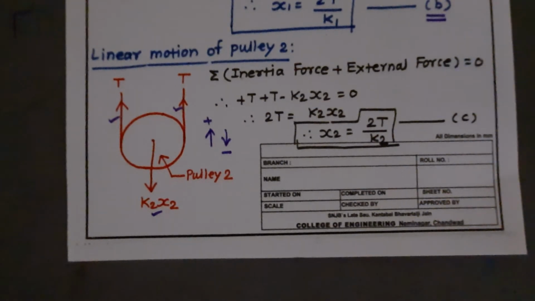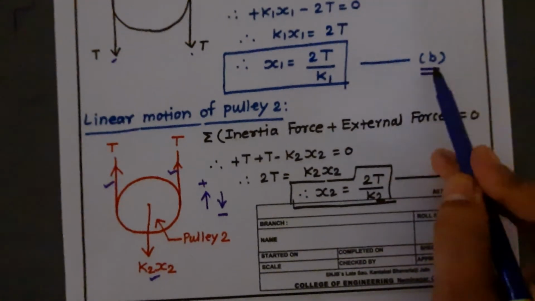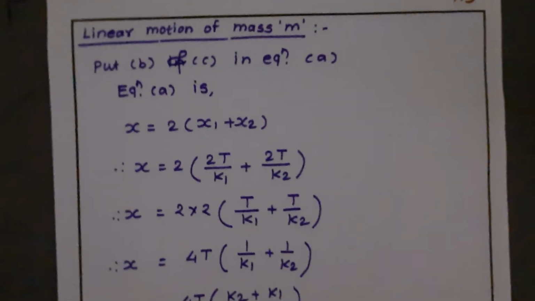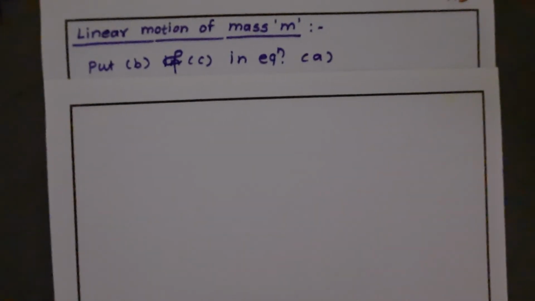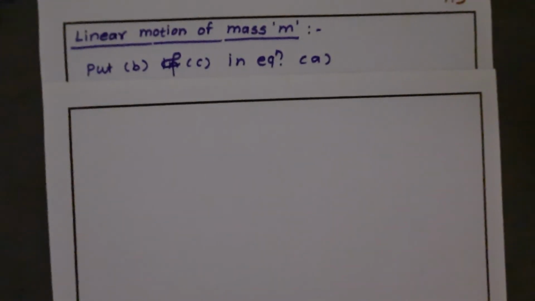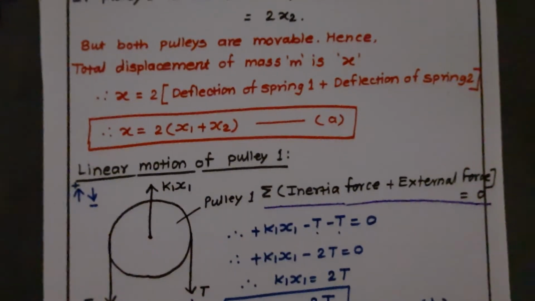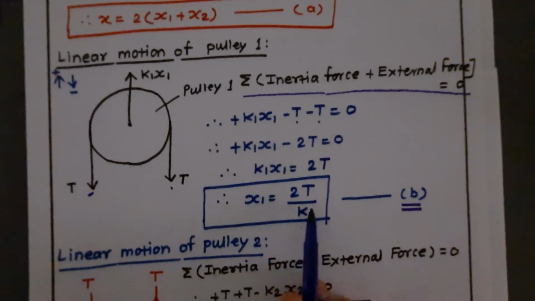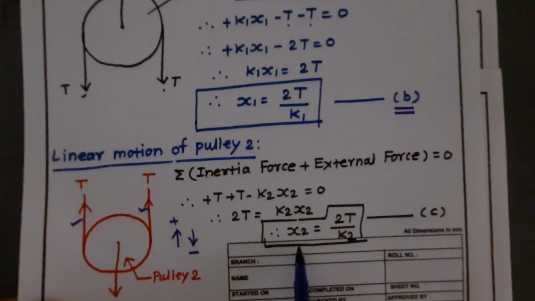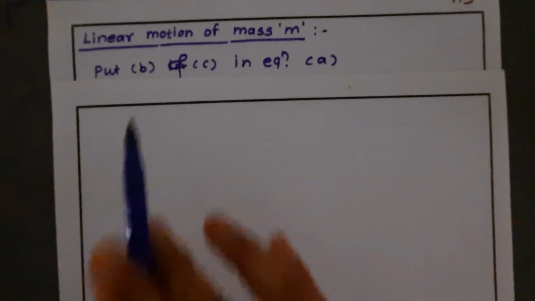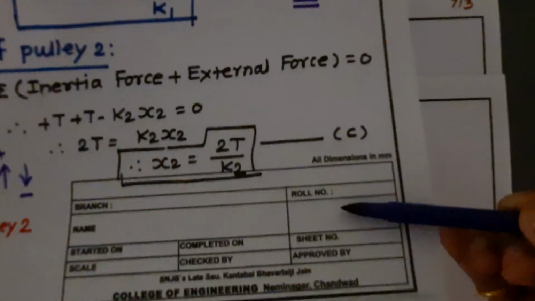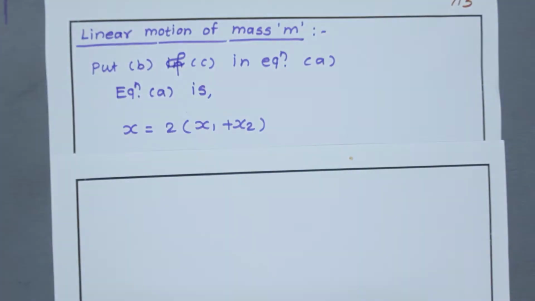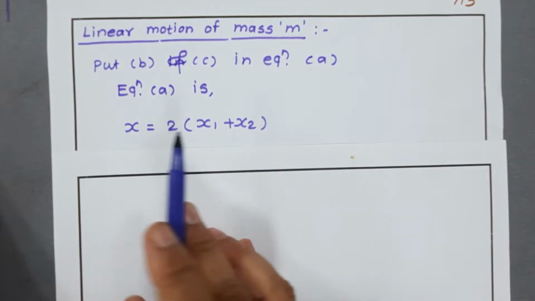Now we have two equations here, equation B and equation C. Now dear friends, I will put the values of equation B and C in equation number A. Now observe, in the slides we have equation A as X is equal to 2 X1 plus X2. Equation B is X1 is equal to 2T upon K1, while equation C is X2 is equal to 2T upon K2. So here I will put the values of equation B and equation C in equation number A. So here I have rewritten our equation A.